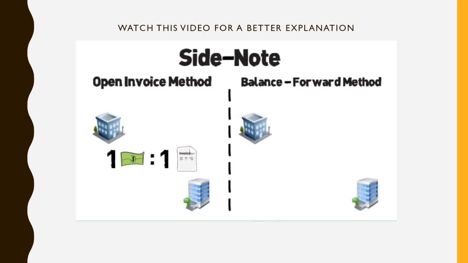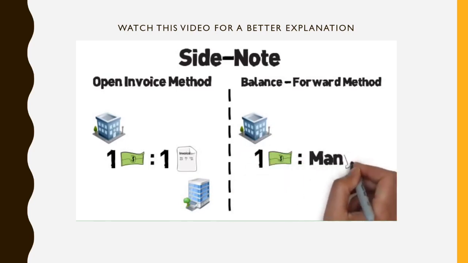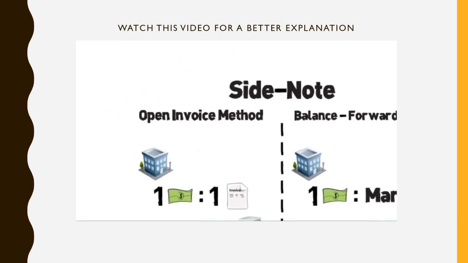Using the balance forward method, Company A would send several invoices over a period of time and then send a monthly statement to Company B. Company B would process all of these and make one payment to Company A. So here the method is one payment to many invoices.